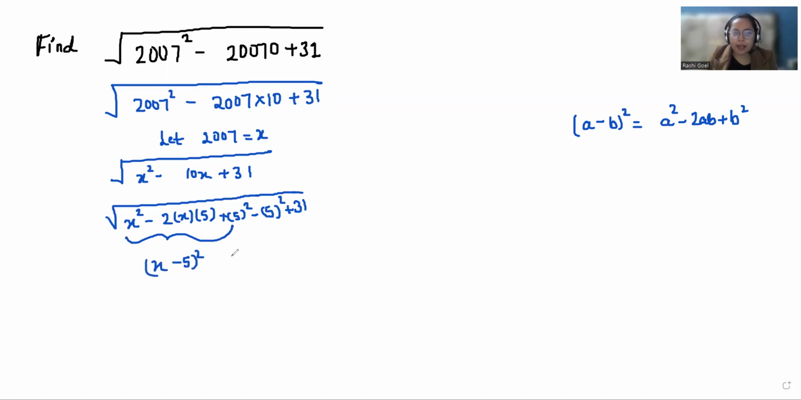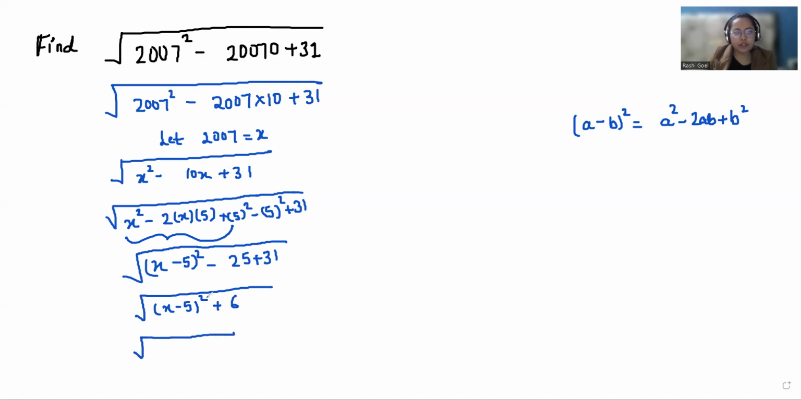And here minus 5 squared is minus 25, plus 31, all under the square root. Now (x minus 5) whole squared minus 25 plus 31 is plus 6. And in place of x, we make the substitution, that is 2007. So (2007 minus 5) whole squared plus 6, which is (2002) whole squared plus 6.